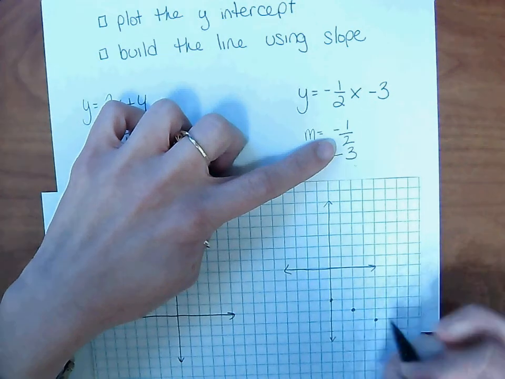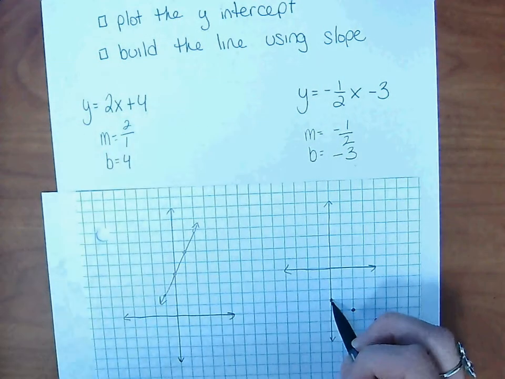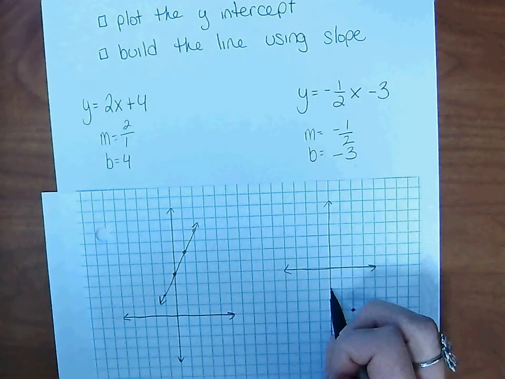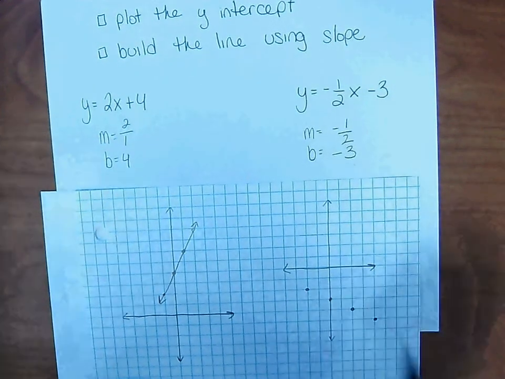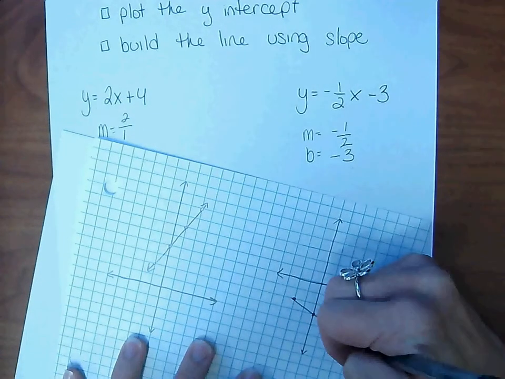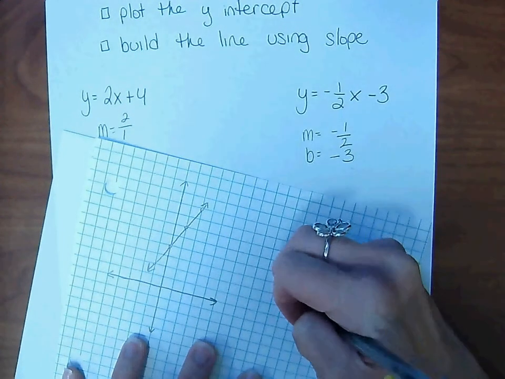And then come up to the original point and do the opposite. Opposite of down 1 is up 1. Opposite of right 2 is left 2. Connect your points, and you can see the top of our line is pointing to the left. We did it correctly.